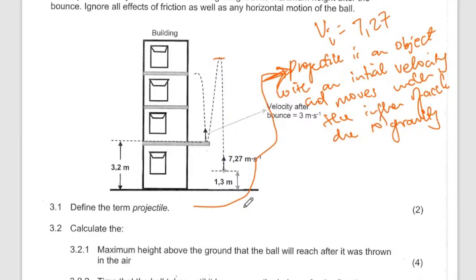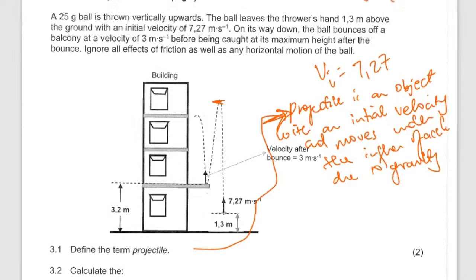Okay. Then the third question, they want us to calculate the maximum height above the ground that the ball will reach after it was thrown in the air. So what do we know about the initial velocity? We're told that the VI is 7.27 meters per second. They want the maximum height. So we know that at maximum height, the V final has to be 0.